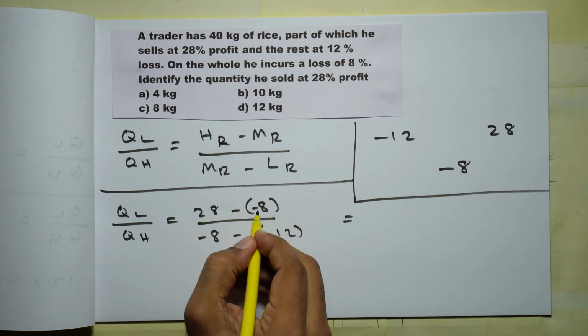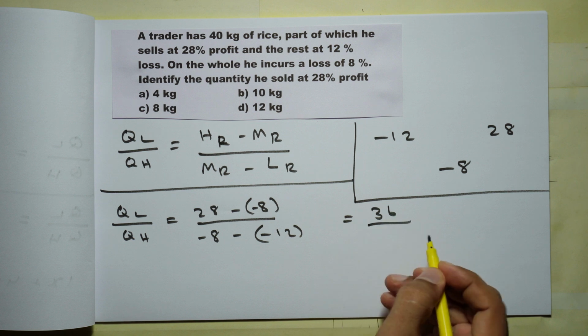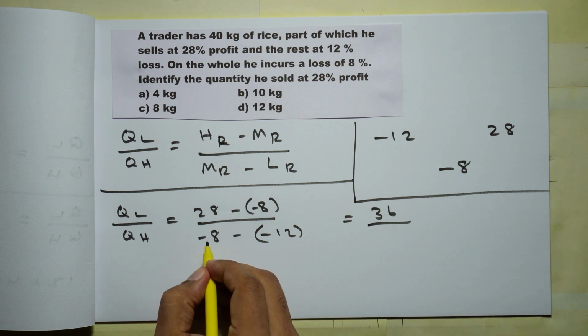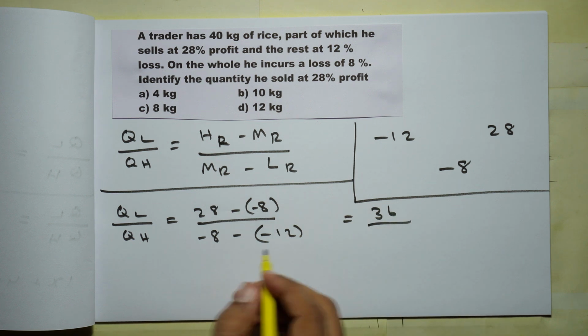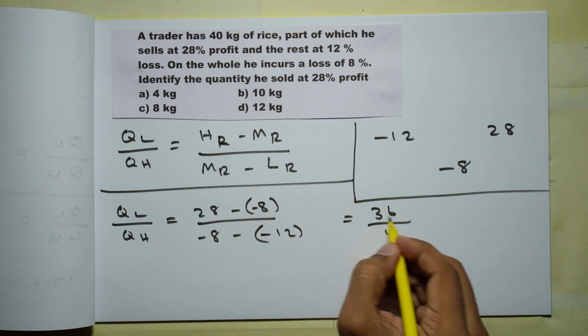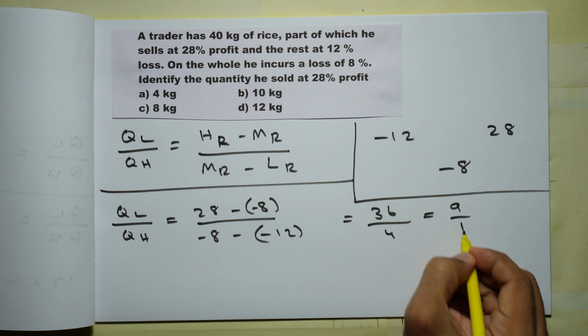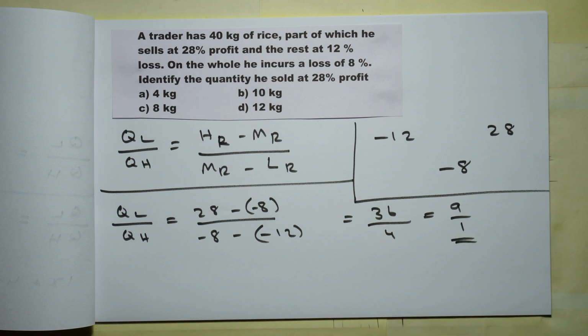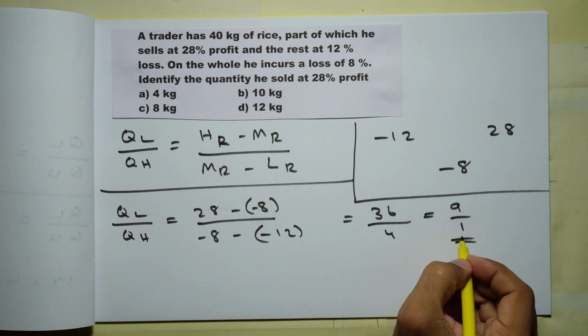So that will be 28 plus 8, that you will get as 36. So this will be negative 8 plus 12. So 12 minus 8, you will get as 4. 4 divides 9 times, so you will get the ratio as 9:1. So lower returns to higher returns are in the ratio 9:1.